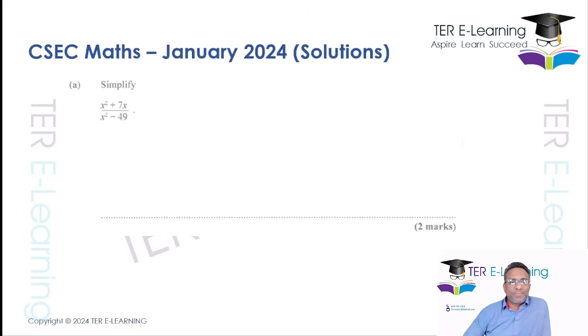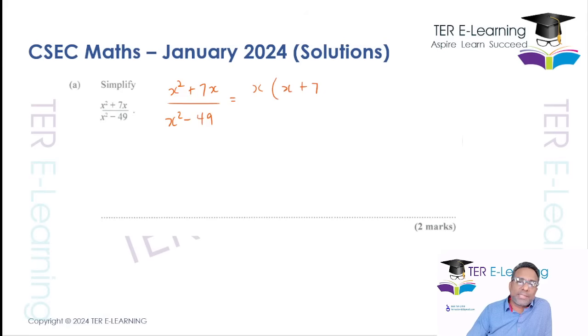Question 2, we want to simplify this. We have x squared plus 7x all over x squared minus 49. On top, we're going to use the HCF method to factorize this. We can factor out x, and this is going to be x plus 7.